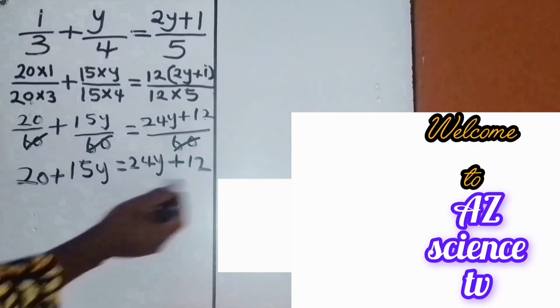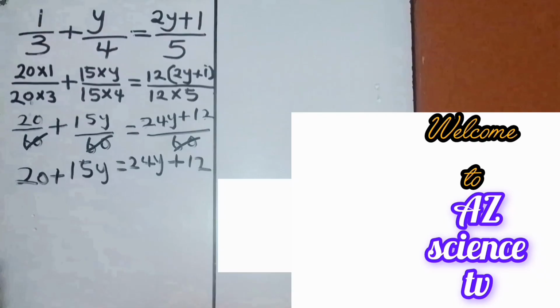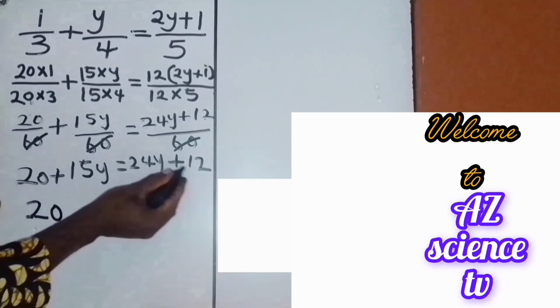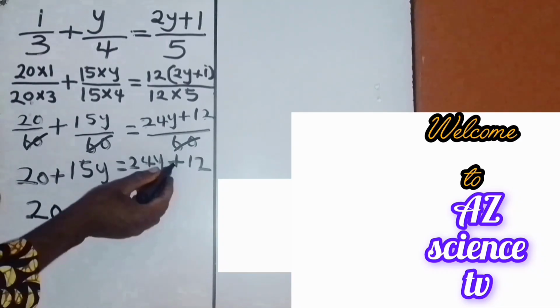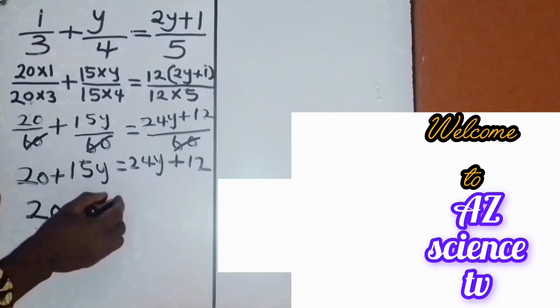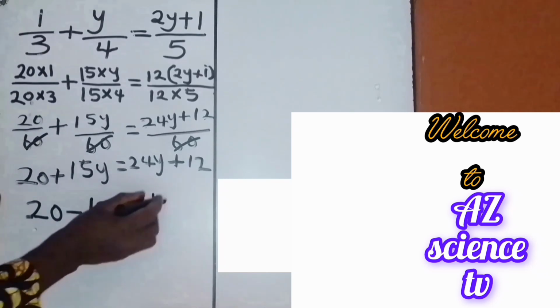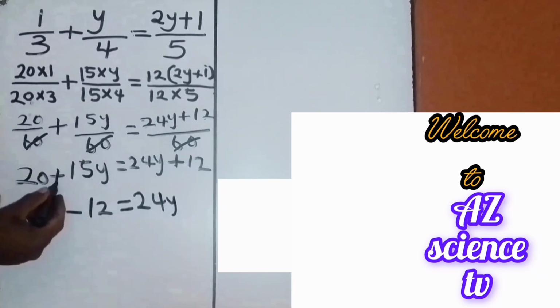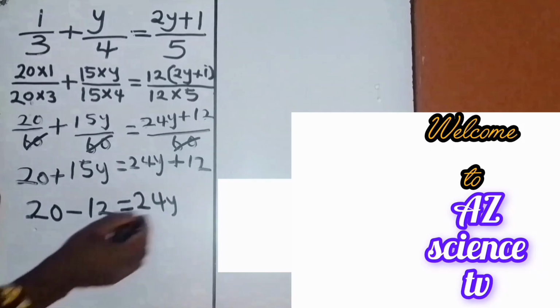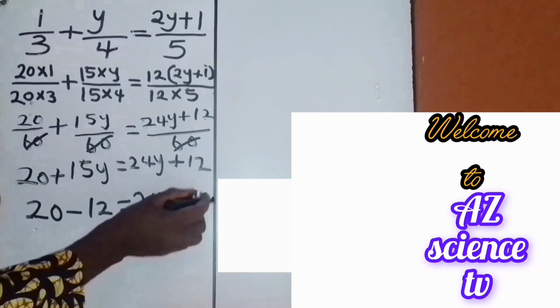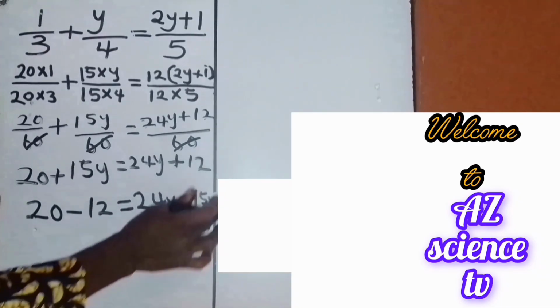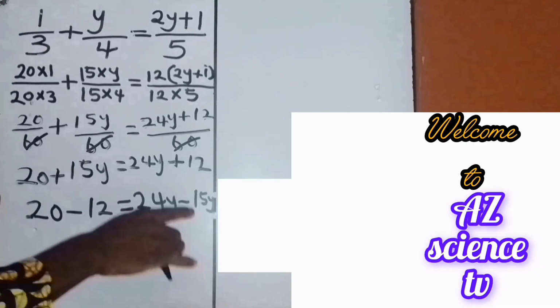Now it is time to take similar terms together. Bring down similar terms. We are now going to have 20. Then bring plus 12 to this end here. That will give us minus 12, because it is plus 12. Then equals 24y. This is plus 15y, take it the other way, it becomes minus 15y. This is what we'll have here.